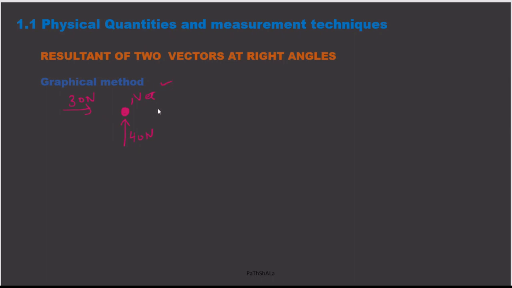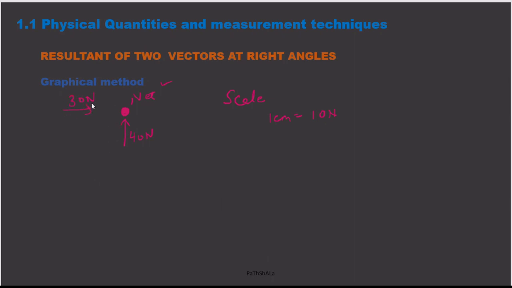By calculation we can simply solve 30 square plus 40 square, and that's it. But how will we find it graphically? For the graphical method, we will take a scale. This time we don't have to use any calculation. We will choose a scale. What does scale mean? On a scale you have centimeters. So let's say 1 centimeter is equal to, for example, 10 Newton. Right? 1 centimeter is 10 Newton.